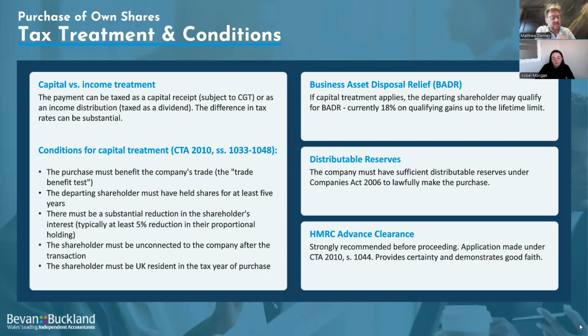The good news is that you can get, in fact, you are required to put in a clearance application to HMRC, and that gives the seller of the shares the comfort that they will be paying the lower rate of CGT. And if they've got their business asset disposal relief allowance available, they'll be paying 18%, not 24%, which is obviously a lot better than paying income tax of rates up to 45%.